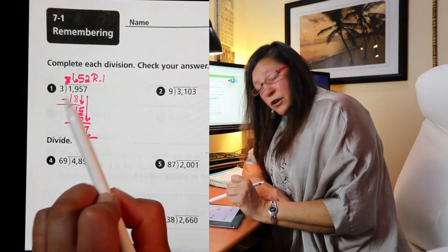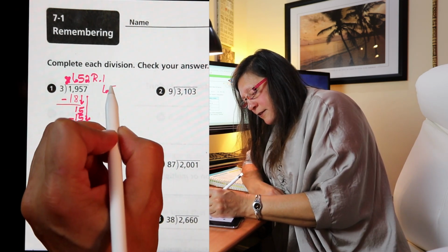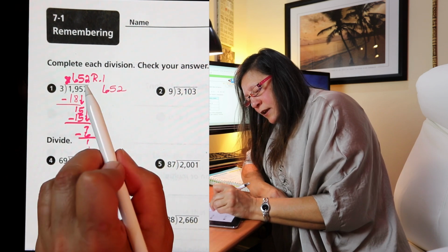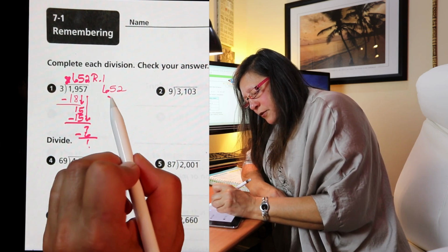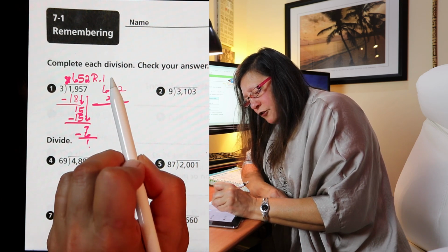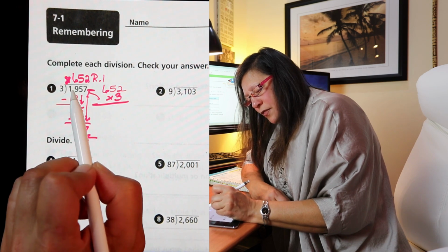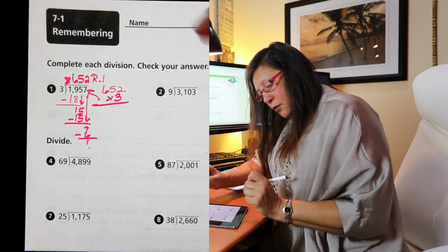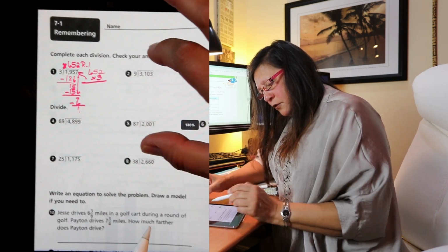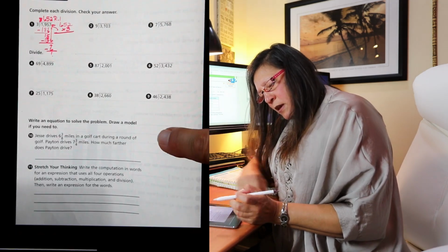Now remember, when you're doing division problems, you can always check and make sure that your answer is correct. Take your 652 times 3. And when you're all finished with that, if you add your remainder of 1, you should get the 1,937, and then you know you're correct. So check your division problems, make sure you are correct.